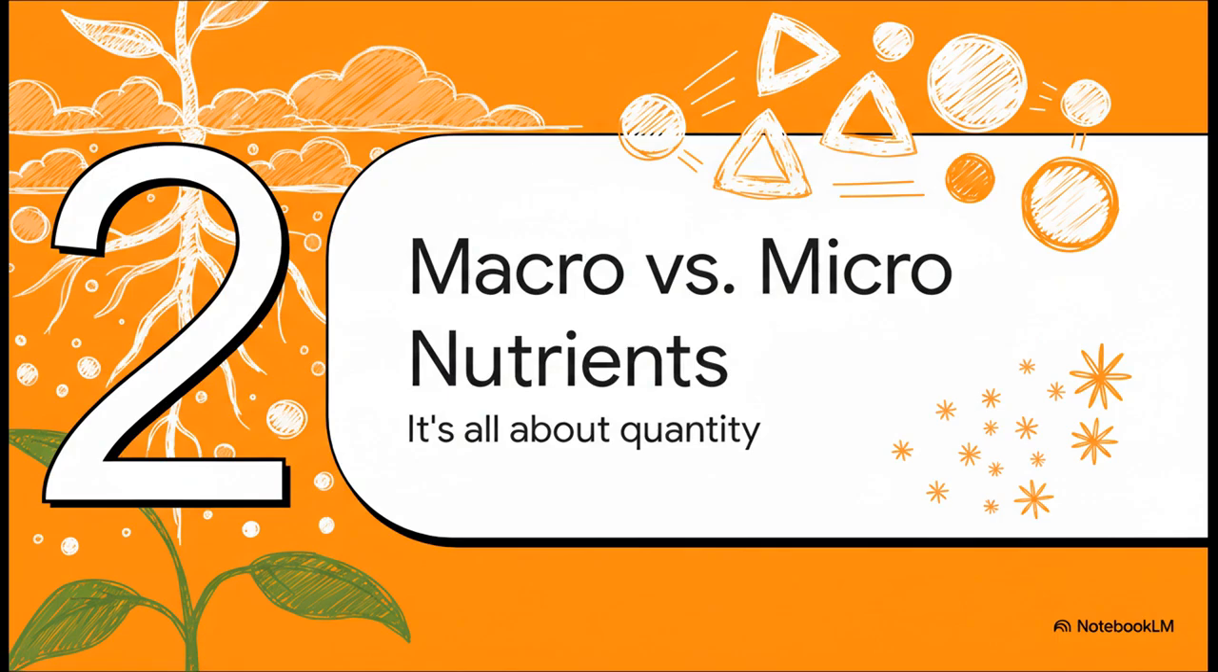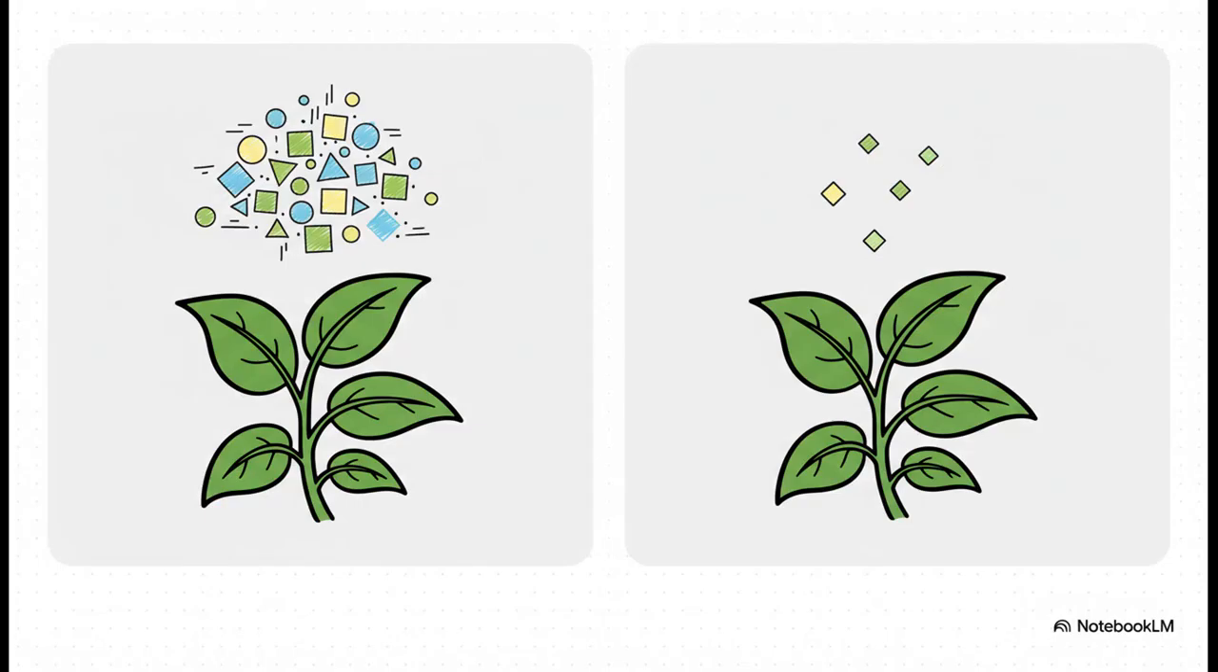Okay, now for our next section, macro versus micronutrients. It's really all about the quantity. You see, of those 13 nutrients that come from the soil, the plant doesn't need all of them in the same amount. It's just like our diet, right? We need a lot of carbohydrates and proteins, but only a tiny bit of salt. Similarly, plants have different requirements, so we classify the nutrients into two groups. So here they are, macronutrients and micronutrients.